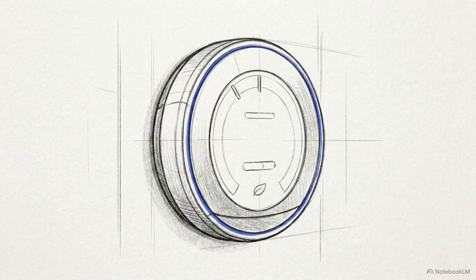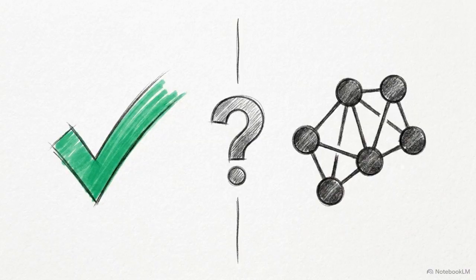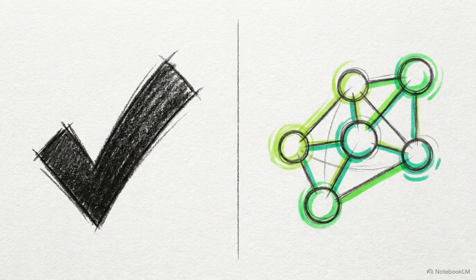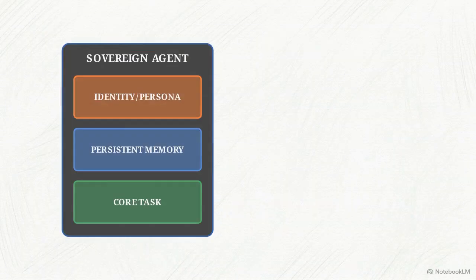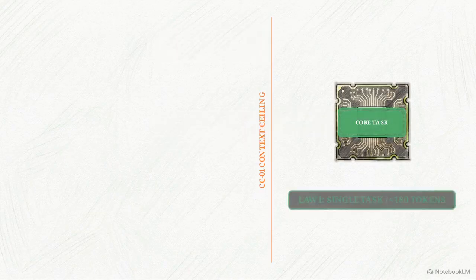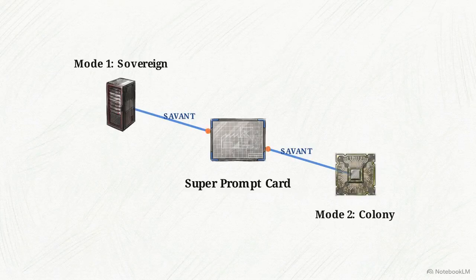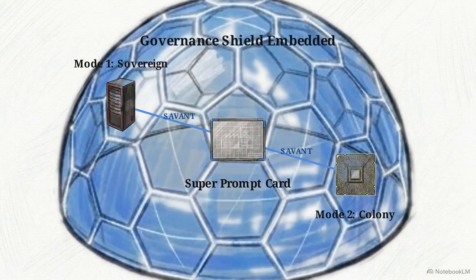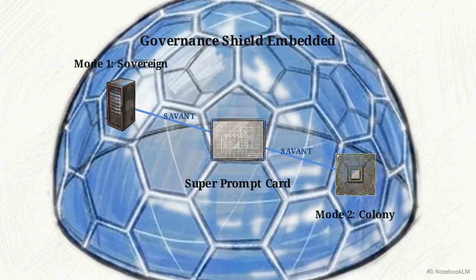Consider a deployment to a smart appliance with a hard 180-token context limit and no memory. In this scenario, will Savant issue a fit or cluster verdict? The cluster verdict is correct. The system enforces the laws of molecular agents, single tasks with no persona, to survive hostile deployment environments. This protocol ensures every blueprint is universally portable to any LLM on Earth without sacrificing governance.